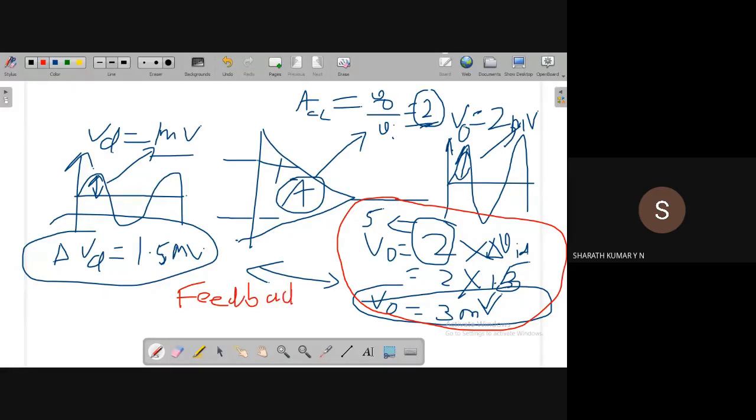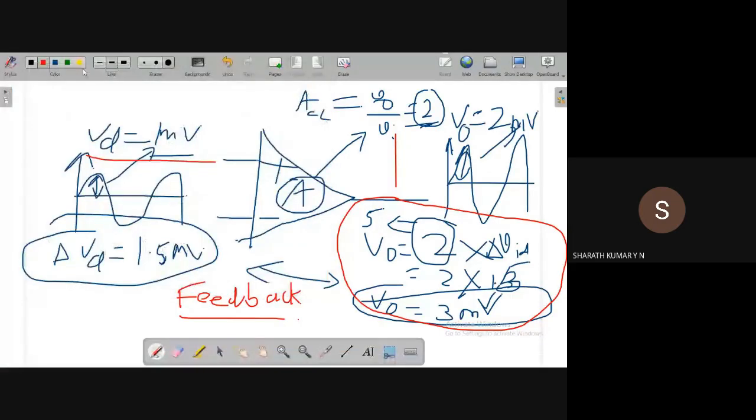Without feedback, the op-amp is like a free running amplifier. We don't have any control. For example, let us say there is no feedback, an open loop condition. Input voltage 1 millivolt, and the output starts saturating.